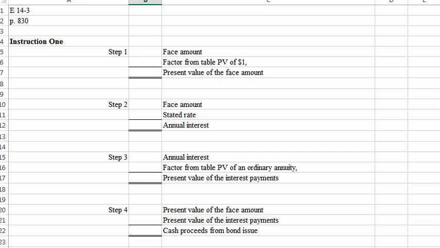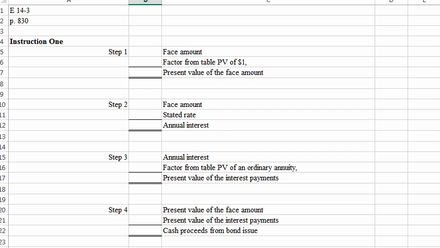They tell us the Bradford Company issued 10% bonds. Okay, that's your stated or contract rate. Dated January 1 with a face amount of $80 million, and they were issued on January 1, 2016. The bonds mature on December 31, 2025, so the term is 10 years. The face amount is $80 million.